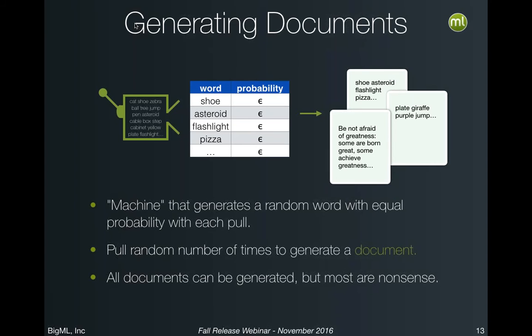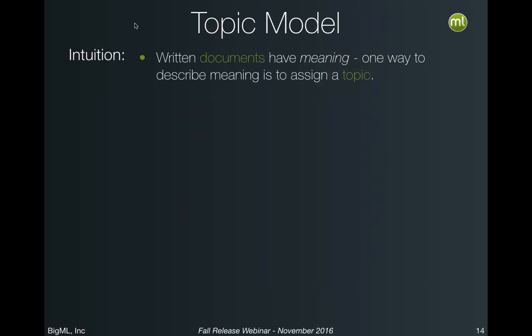And we can model any document creation like this, where we just have this machine that randomly spits out words. Now, the question is, how can we tweak that model? How can we parameterize that model so that it's more likely to generate the words that we actually see, or generate the documents that we actually see in our collection?